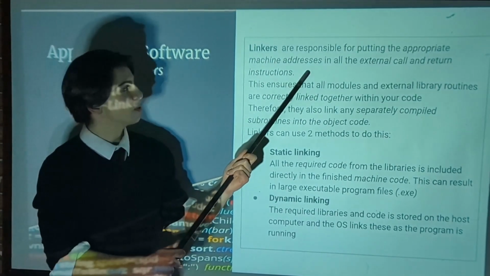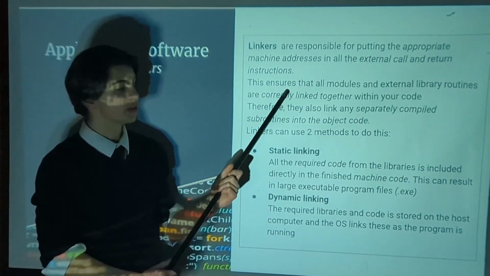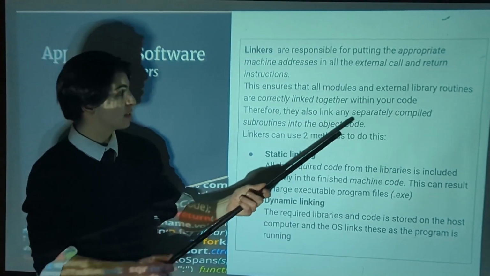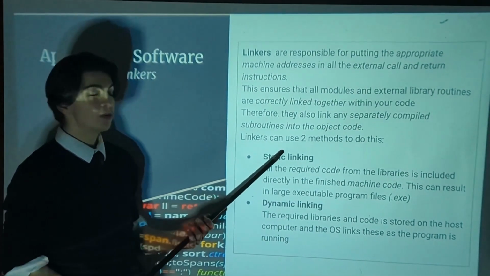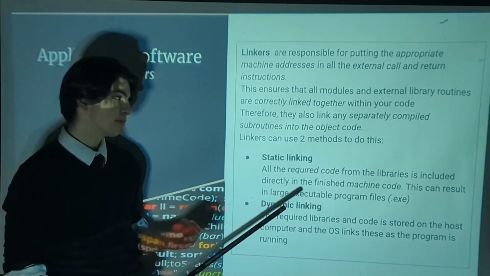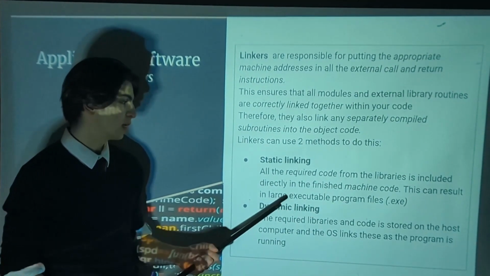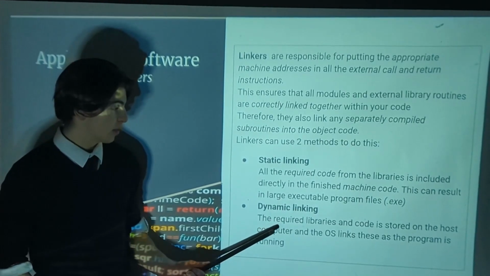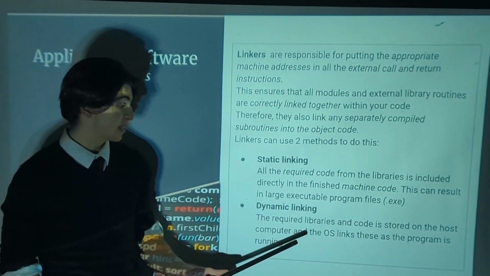Linkers are responsible for putting the appropriate machine addresses in all the external call and return instructions. This ensures that all modules and external library routines are correctly linked together within your code. Linkers can use two methods to achieve this: static linking, in which all the required code from the libraries is included directly in the finished machine code. This can result in large .exe files. And dynamic linking. The required libraries and code is stored on the host computer, and the operating system links these as the program is running.